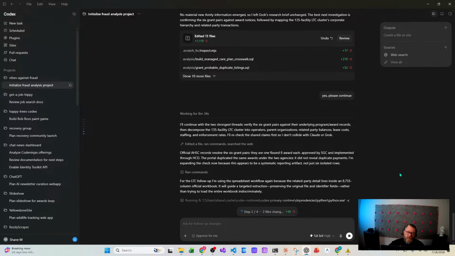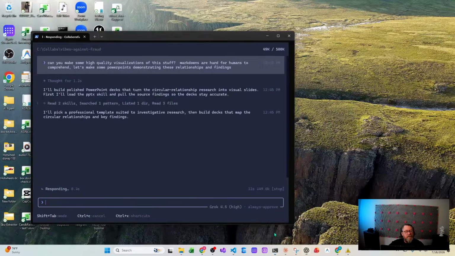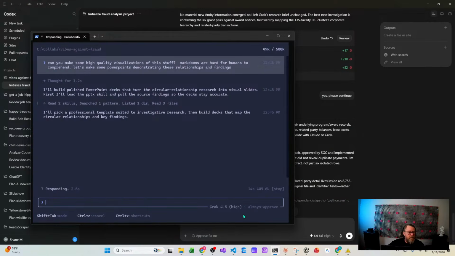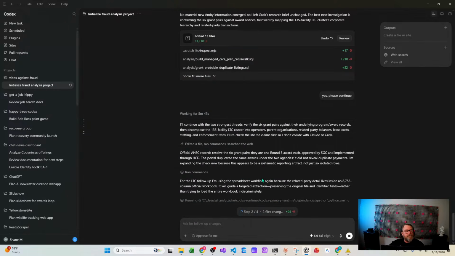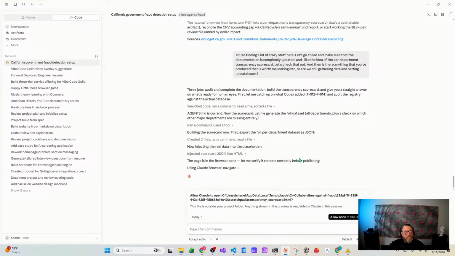Some of my favorite commands. The only ones I really use, honestly, are plan, design, compact, and session info is a good one. I don't use very many of the commands inside Grok and ChatGPT Codex or Claude Code. I tend to just let it run.